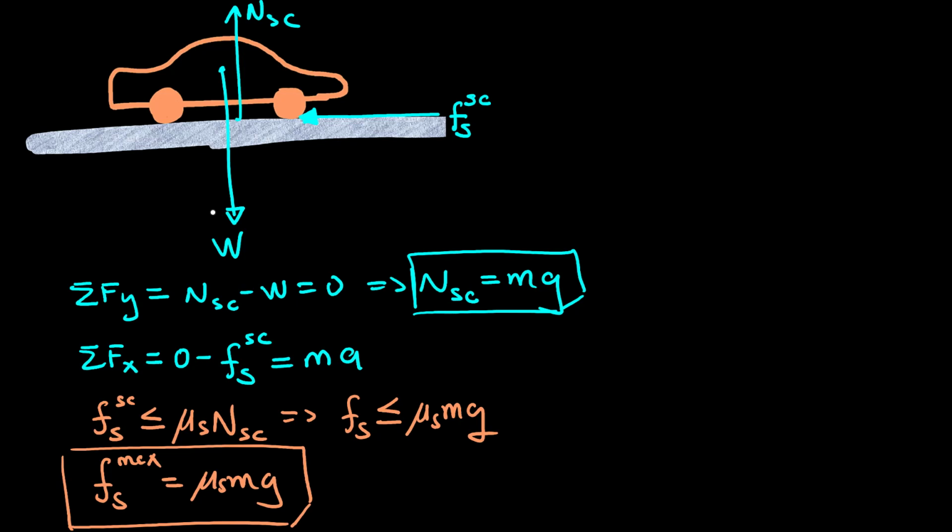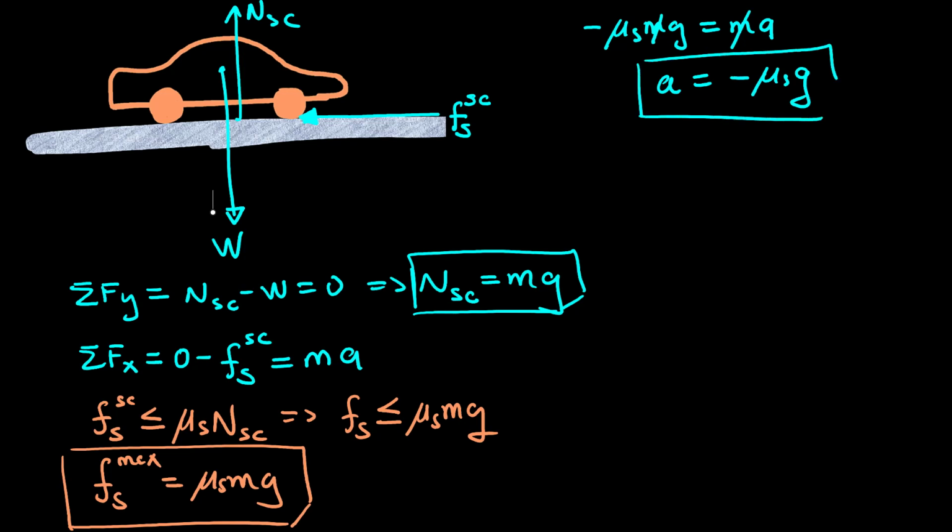So that means that negative mu s mg will be equal to ma. The masses cancel and the acceleration of the car is negative mu s g. Clearly it's negative, which means that the car is decelerating. But our question is to calculate the coefficient of static friction. We are required to calculate the coefficient of static friction.